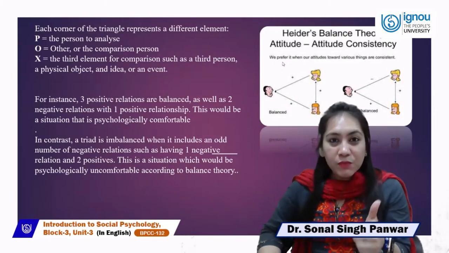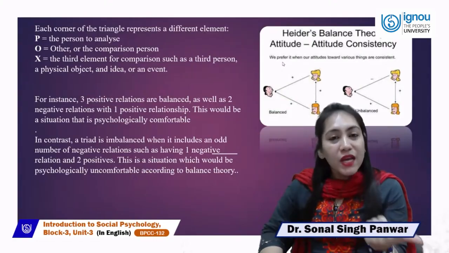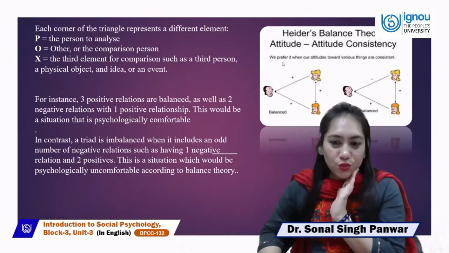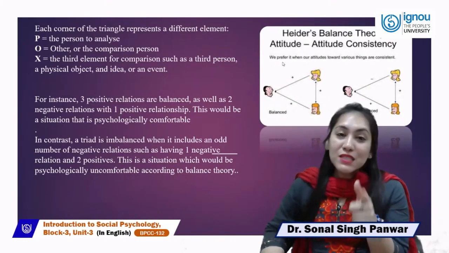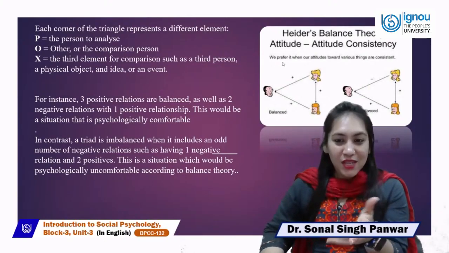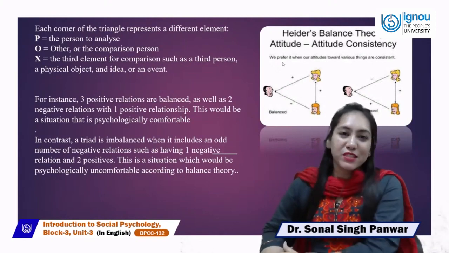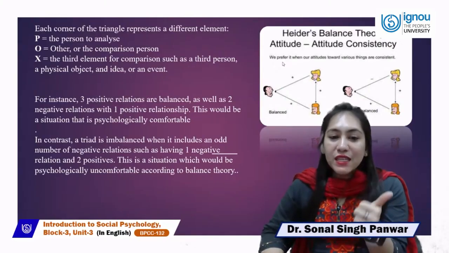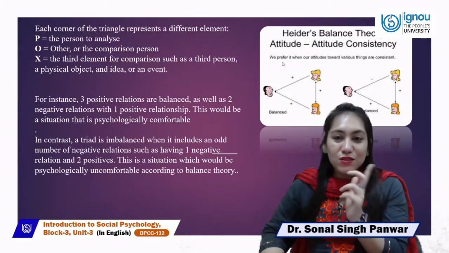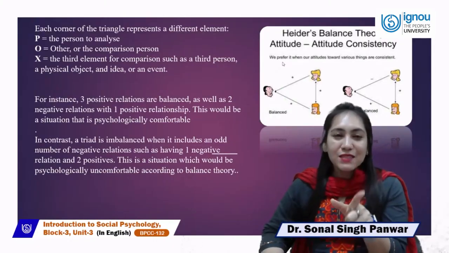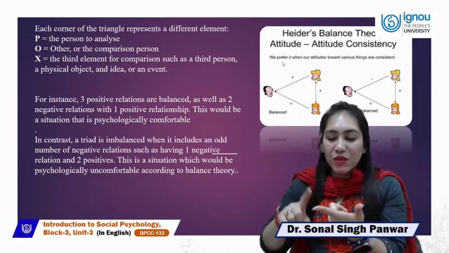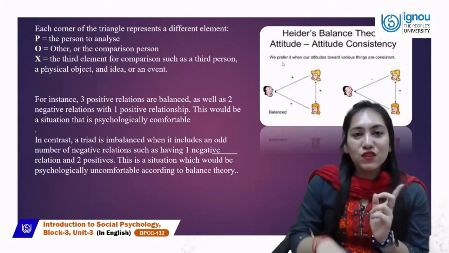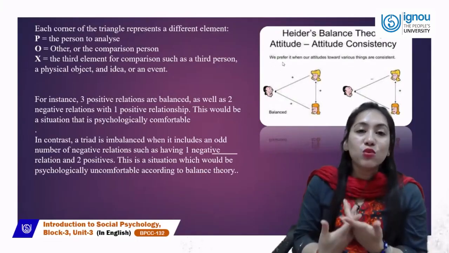So X is the dowry. P is the person who is getting their daughter married to the son of O. So P has a positive attitude towards O. O has a positive attitude towards X, which is the dowry. But P does not have a positive attitude towards X. So there are two positives and one negative, which could lead to an imbalance. P likes O, O likes X, which is the dowry, but P does not like X.